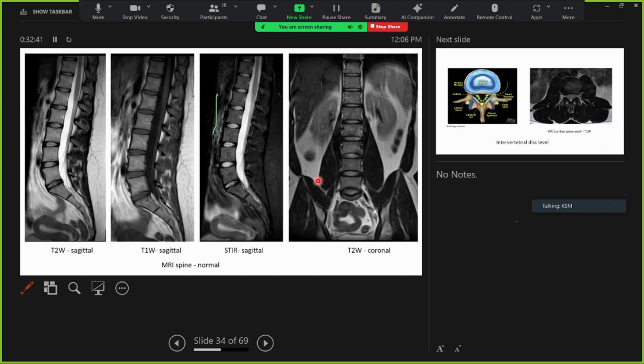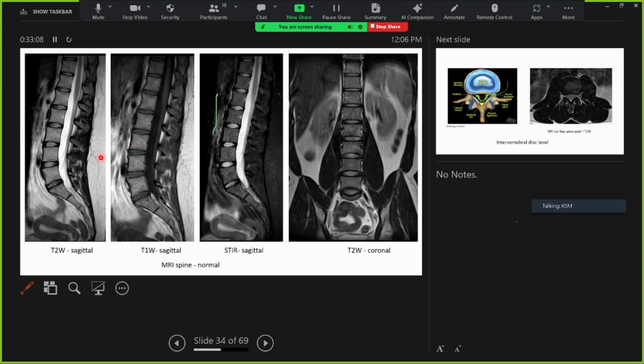So these are the normal MRI sequences that we do. As there are some medical students in the audience, I have just included them. This is the T2 weighted. In our sequence, we usually include T2 weighted sagittal, T1 weighted, and STIR. The difference between the STIR and the T2 is that in the STIR, the fatty tissues will be suppressed or dark. So compared to T2, you can see bone marrow is dark in the STIR.